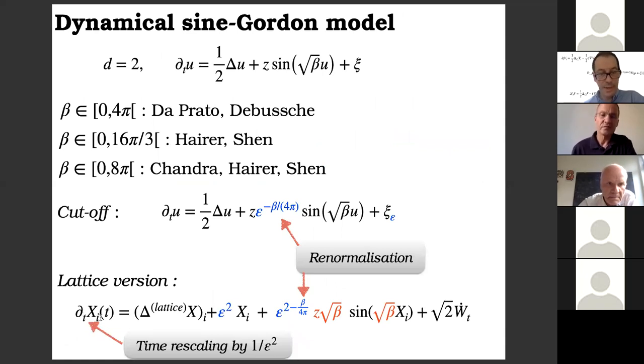If you rescale time, and this is after a prefactor which is needed to renormalize the equation. No, but the time rescaling makes it clear. If you rescale by 1/ε², then this factor goes away. So that is the main term which is captured by the Log-Sobolev in here.